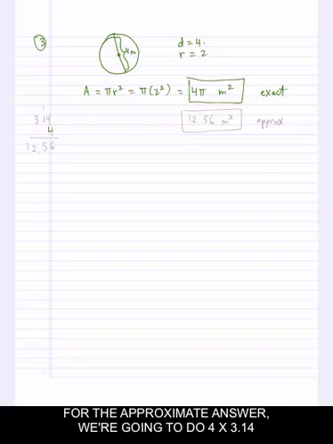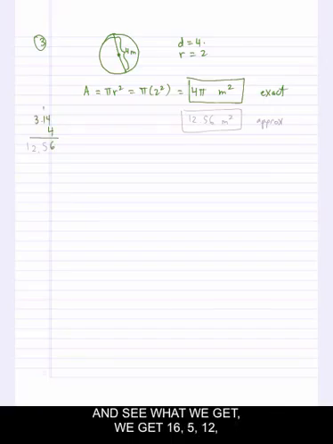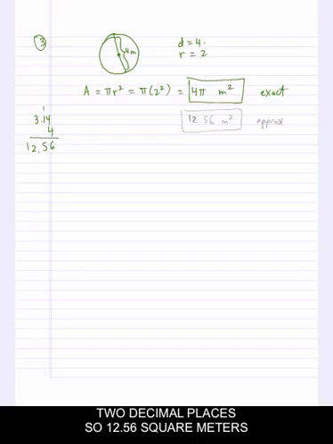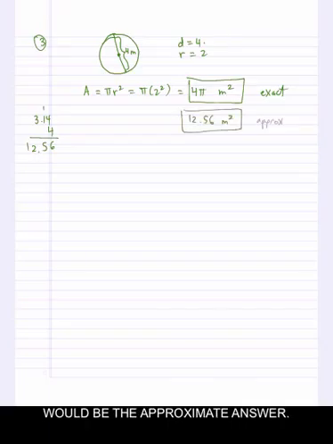For the approximate answer, we're going to do 4 times 3.14 and see what we get. We get 12.56 square meters would be the approximate answer.